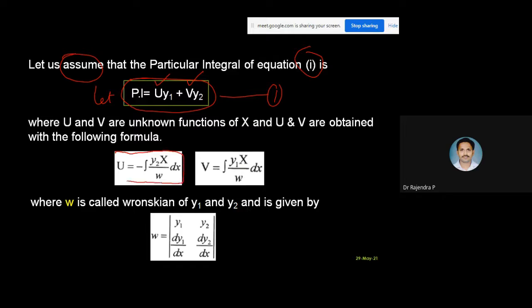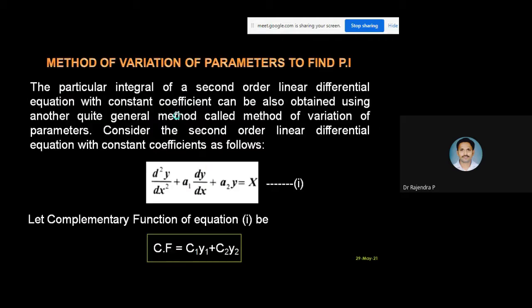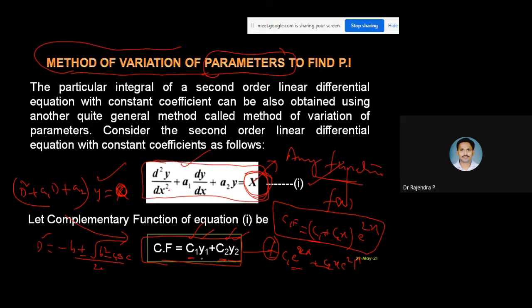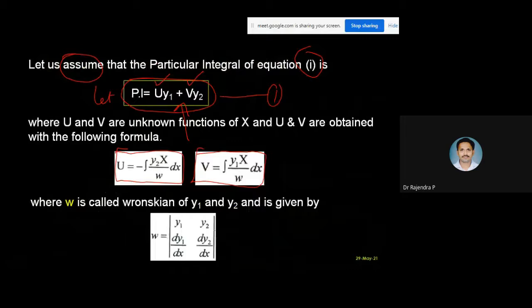Actually, if we find u and v, then I can substitute u and v in this. I will get my particular integral because y1 and y2 you already know. Okay, what is y1 and y2? These are the functions which we got from the complementary function. Do you agree or not?